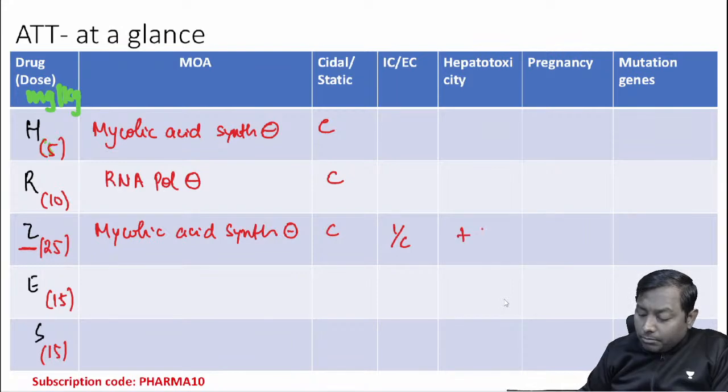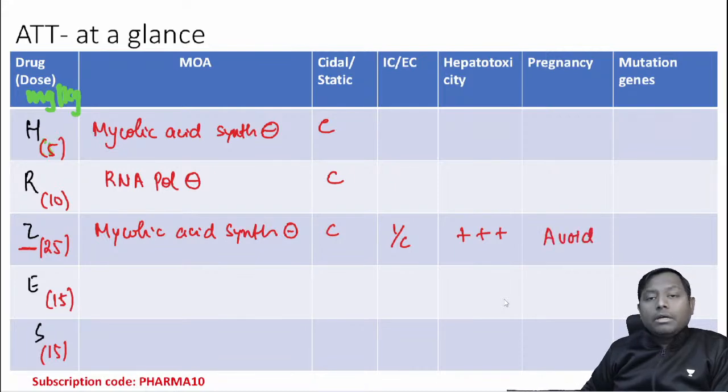It is one of the drugs that is most hepatotoxic. Just as love is toxic, this is also very toxic. It should be avoided during pregnancy, and the mutation gene will be the PNCA gene mutation. Let's fill the rest of the table that we have.